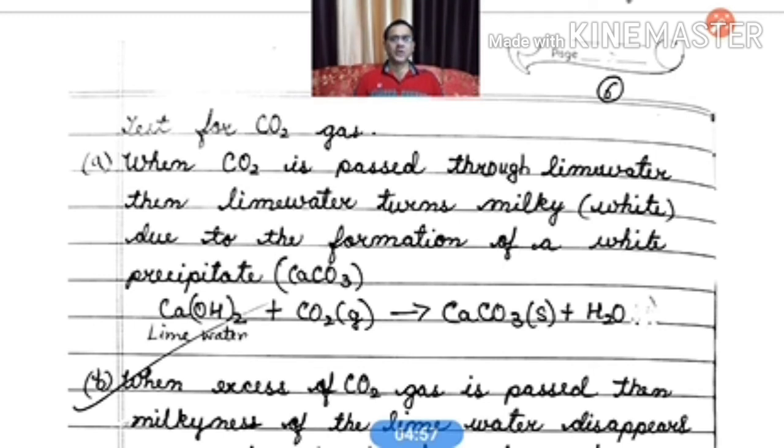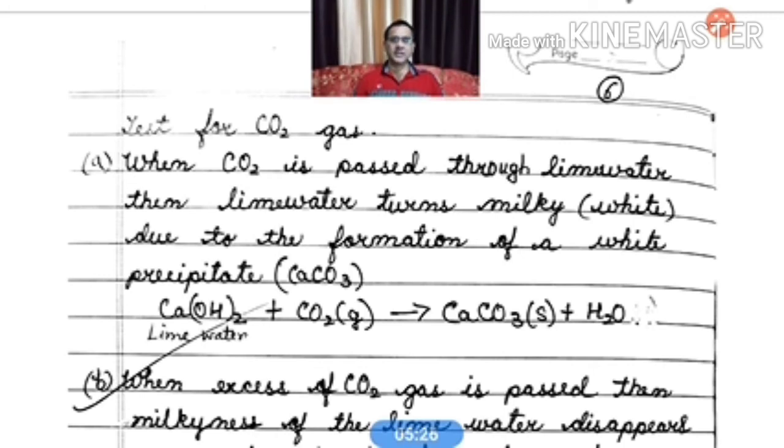Question: why does it turn milky? Answer: due to the formation of a white substance, that is calcium carbonate. In middle class, like 6 to 8 class, only this much of the test is given. If asked what is the best test for CO2 gas, you simply write: when CO2 gas produced from any source is passed into lime water, it turns milky due to the formation of this white substance, calcium carbonate.